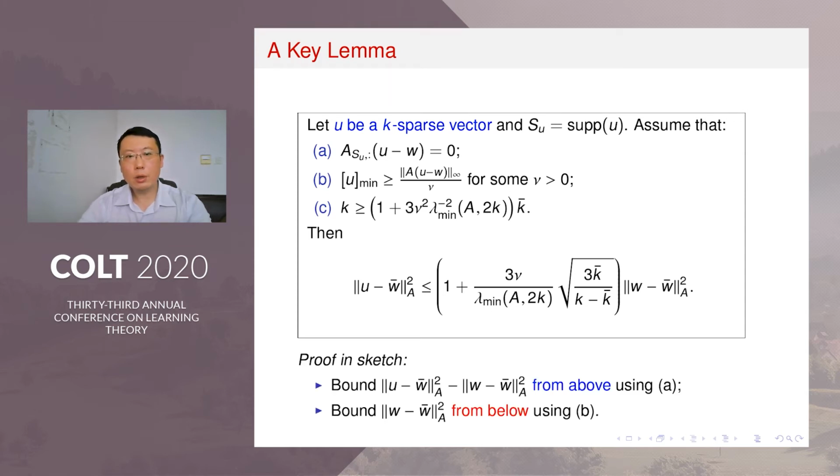We would like to talk a little bit about the proof. The main idea is to first bound this difference term from above based on the orthogonal condition A. And then we bound this term from below using the strong signal condition B.